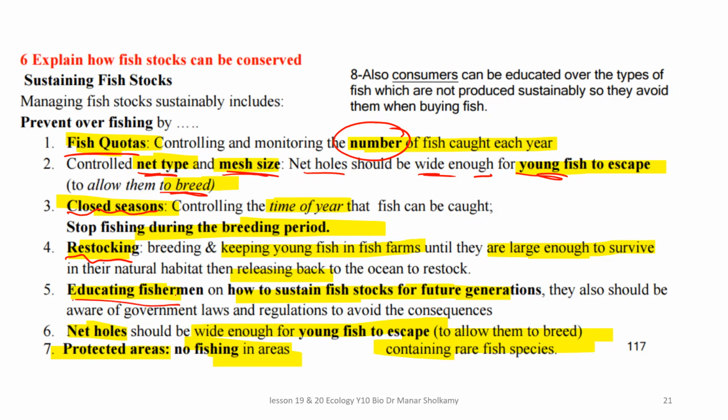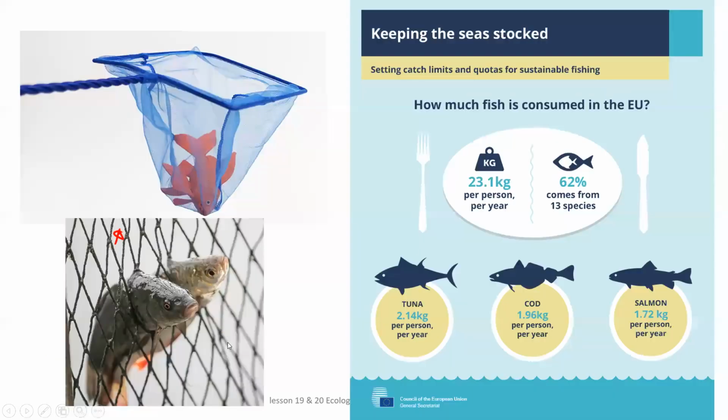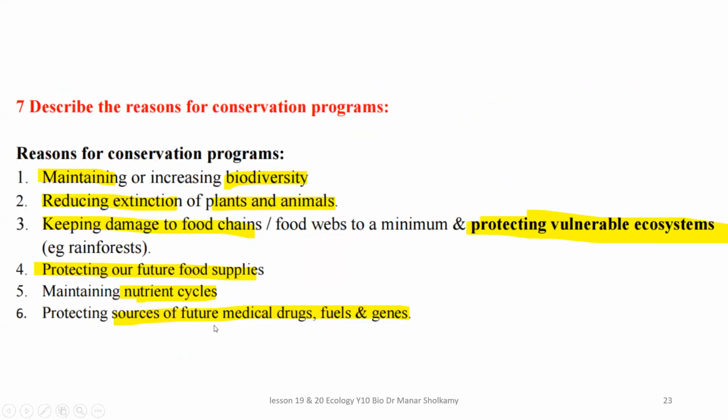Educating fishermen. If we are all fishermen, the government will talk to them. Don't fish here. Don't fish at this time of the year. You have a certain number of fish to fish, and don't fish when you want to. Okay? Net holes, you have to make a certain size because we want the baby fish to escape. Protected areas, no fishing in certain areas because I have rare fish here and I don't want you to kill my fish. Good? So ecology is really.